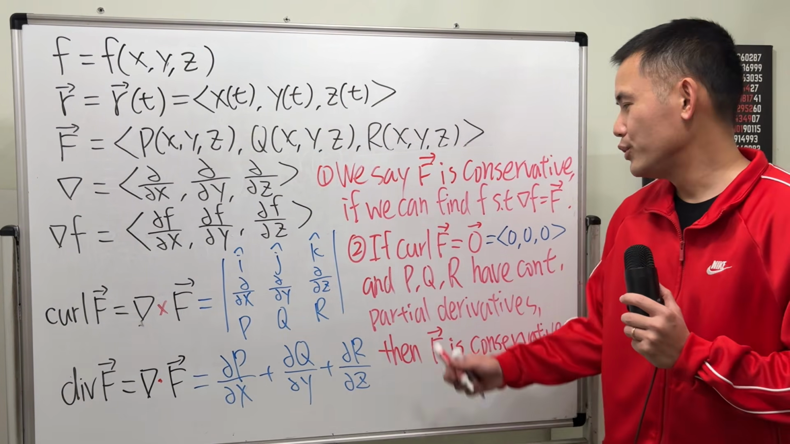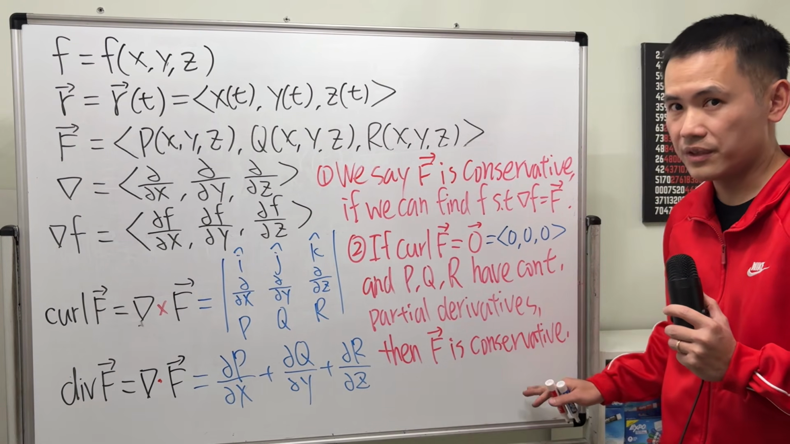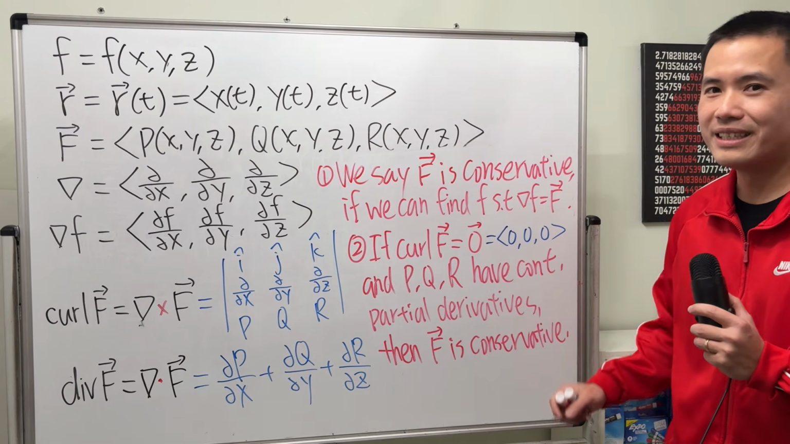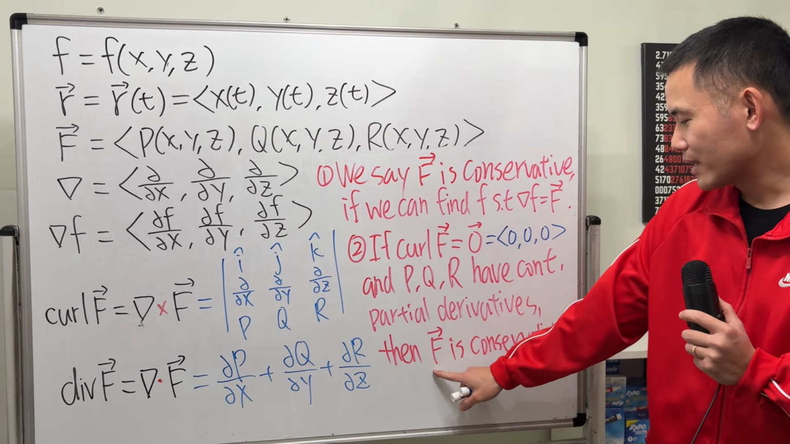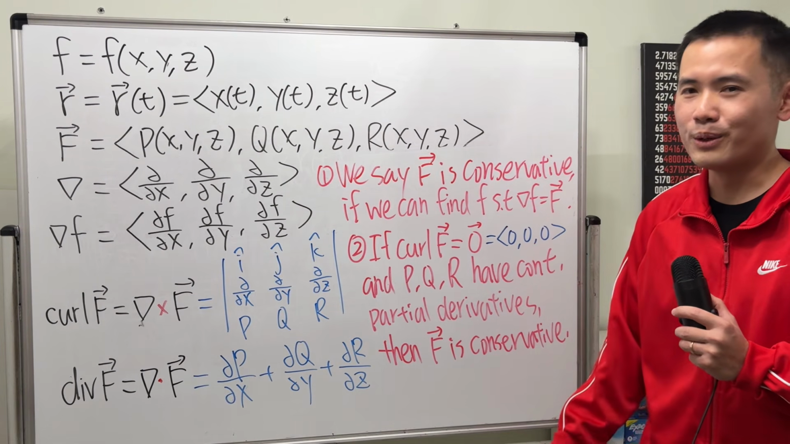And sometimes you want to check this first, because if you can be sure that our vector field is conservative, that means you can find such a little f so that this happens. Because if our vector field is not conservative, then this right here is not possible, so don't even try.